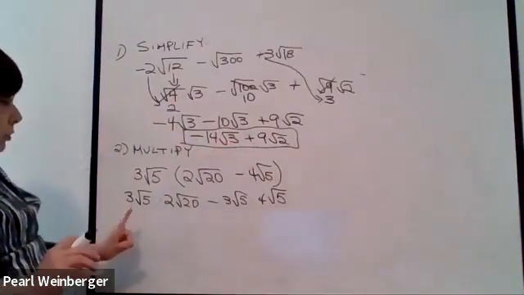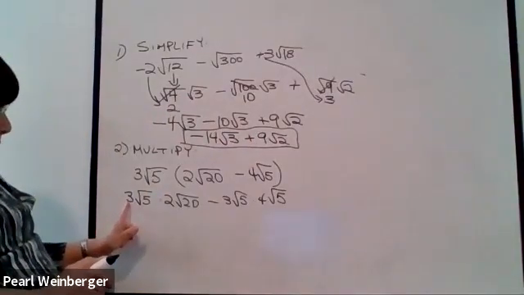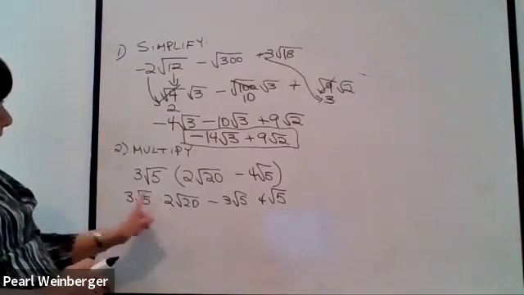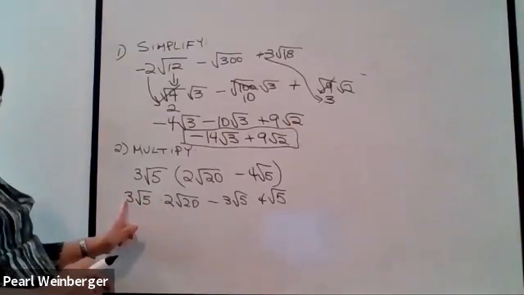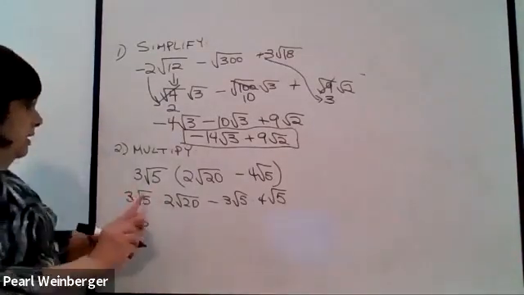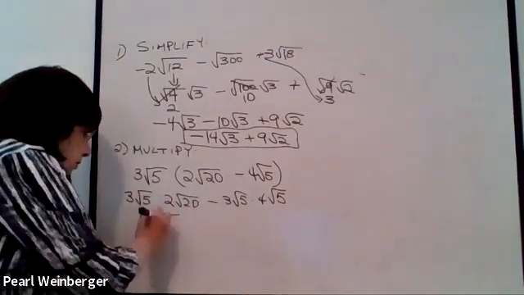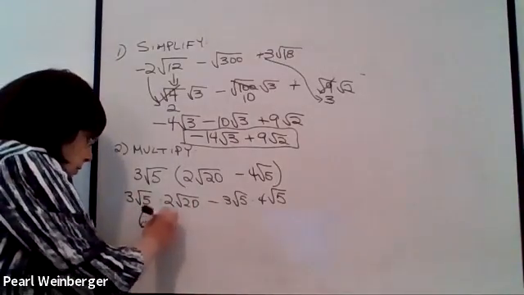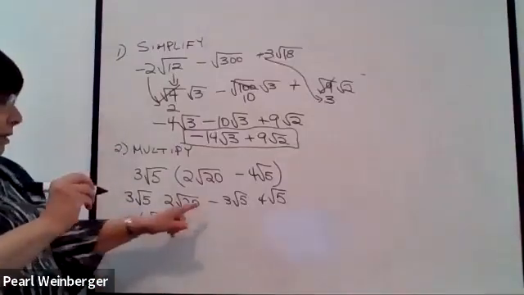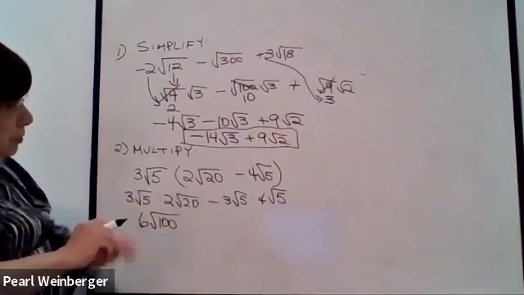So remember what I said the rule is: when you're multiplying, any numbers that are outside get multiplied together. So this is 3 times 2, which is 6. And any numbers inside the radical are multiplied together. So that gives me 100. Going to the next term, of course, I'm going to have to simplify this, but let's do the multiplication.